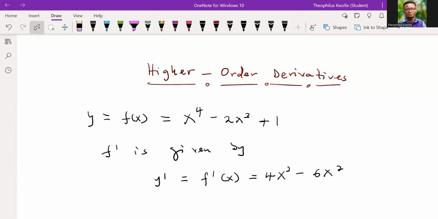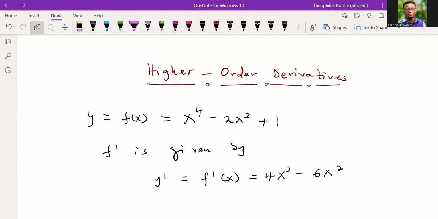And we claim that the derivative function f prime can also be differentiated. So that's what today we are looking at. We are looking at a situation where after having found the first derivative, we can go further to find its derivative. So we claim that the derivative function can also be differentiated. Now, we can think of the derivative f prime as the rate of change of the slope of the tangent lines of the function f. So we explained all of this in the previous videos.